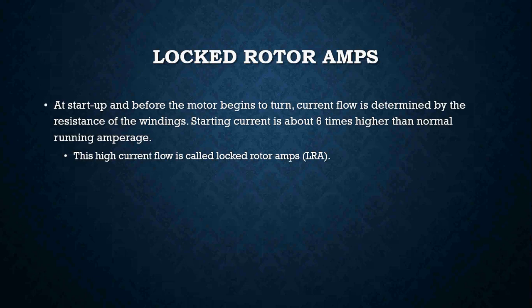You can see your locked rotor amps if you put your amp meter on your wires and then turn the motor on. Once that motor starts, for a very brief second, you can actually see what the locked rotor amperage is for that particular motor.